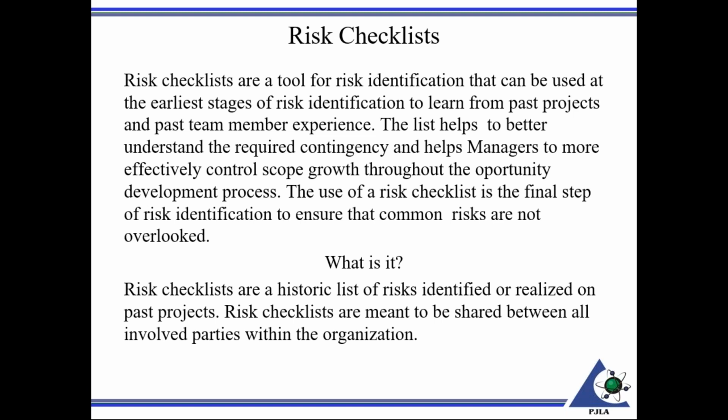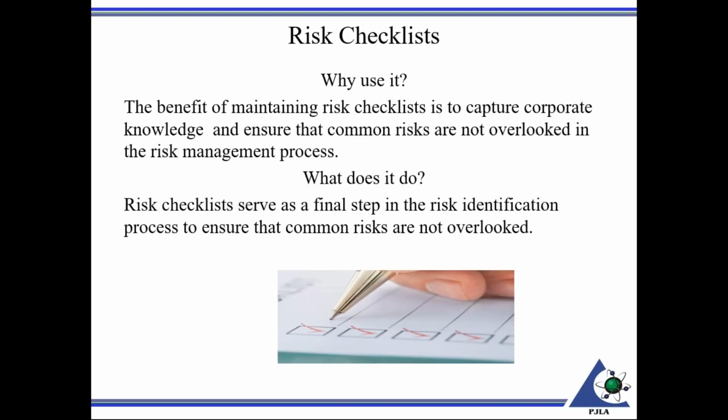Risk checklists are a historical list of risks identified or realized on past projects. Risk checklists are meant to be shared between all involved parties within the organization. Why do you want to use a risk checklist? The benefit of maintaining a risk checklist is to capture corporate knowledge and ensure that common risks are not overlooked in the risk management process. What does it do? A risk checklist serves as a final step in the risk identification process to ensure that common risks are not overlooked.